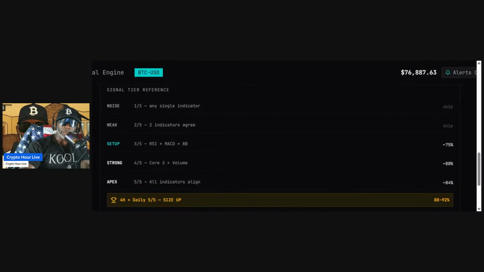All right, right here. So basically it says, if you see one indicator say buy and 4 of the other indicators say sell, okay, if you see that, it just says skip, don't trade. There's so much noise, so skip, don't trade. If you see 2 indicators that agree, so one indicator says buy, one indicator says buy, and the other 3 say sell, then it's a weak signal. It's recommended you skip. Okay.